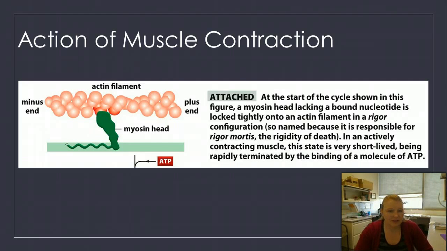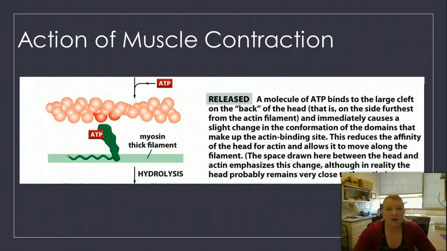It's a very short-lived state because it's going to be moving pretty quickly, but if the muscle is not actively contracting, it will just stay in this position. So what happens first is ATP is added, and there's a section on the back of the myosin head that this ATP will bind to. This creates a slight conformational change that releases the myosin head from the actin molecule.